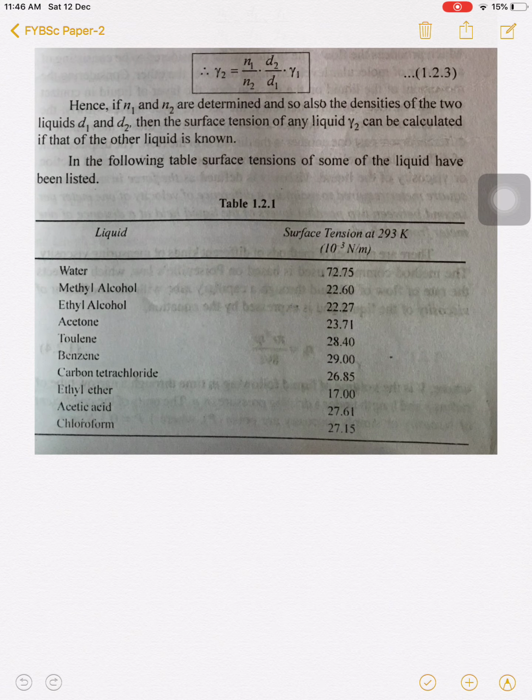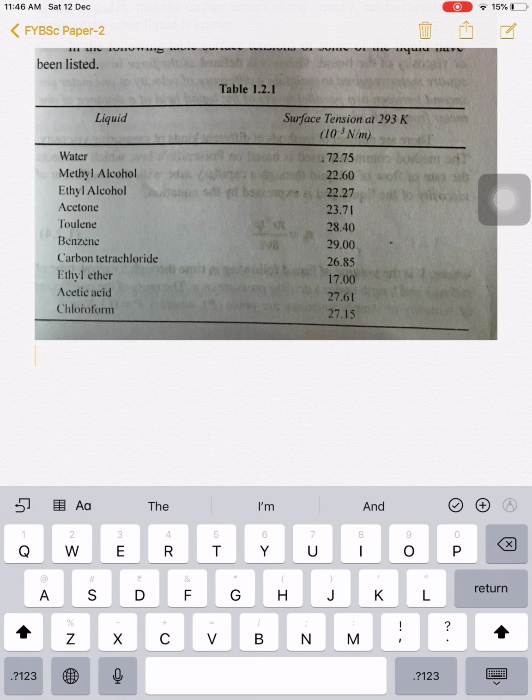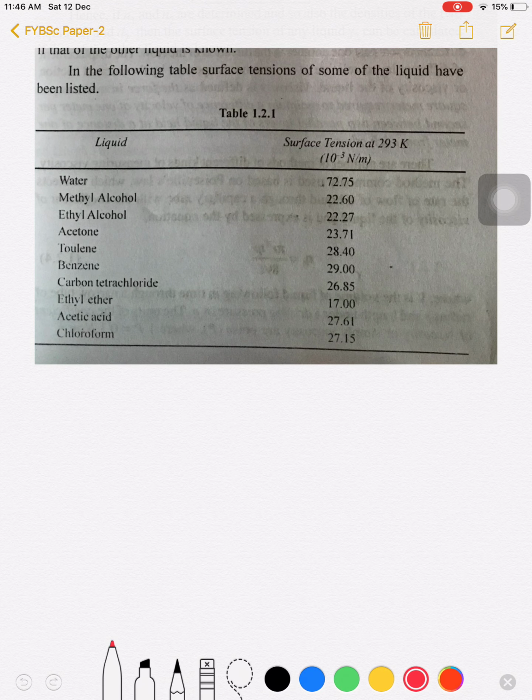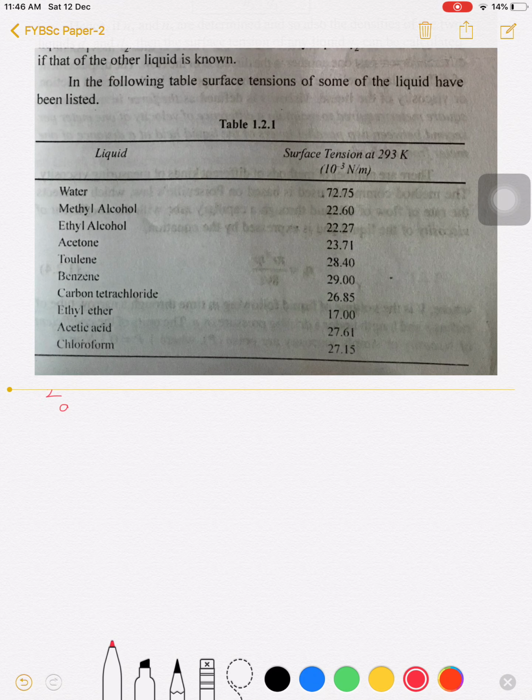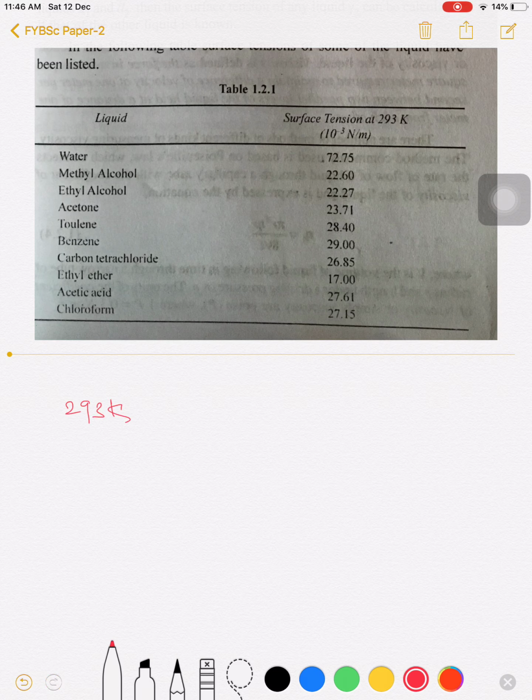Now one problem we will solve here. Suppose the question is asked in the exam: at 293 Kelvin, water forms 29 drops when flowing through the capillary of a stalagmometer. Suppose we are calculating the number of drops at 293 Kelvin for water, and it counts 29 drops. While an equal volume of ether is also taken for counting the drops, and it gives 86 drops to come out of that capillary from mark A to mark B.